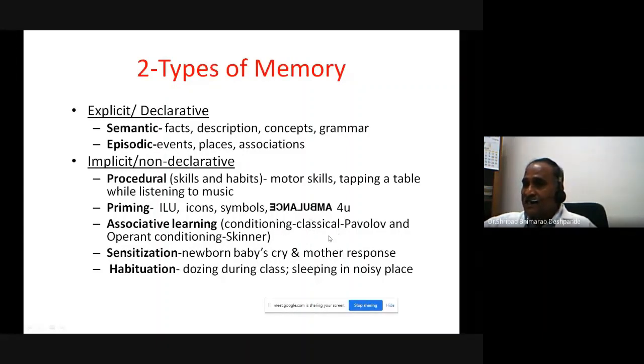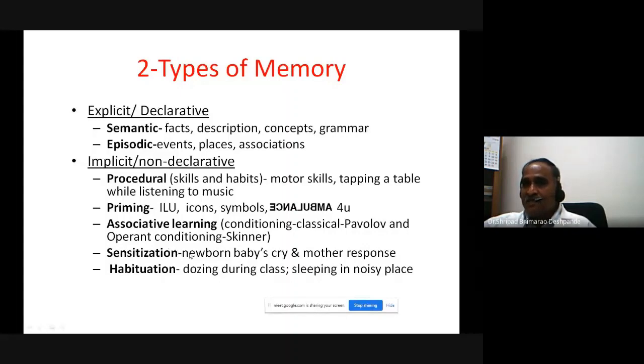One, there is the classical conditioning of Pavlov, and then the operant conditioning by Skinner. So that means we have associative learning associated with Pavlov's classical conditioning components, or the operant conditioning, operated for reward and punishment. So that is Skinner's experiments. Then we talked about sensitization.